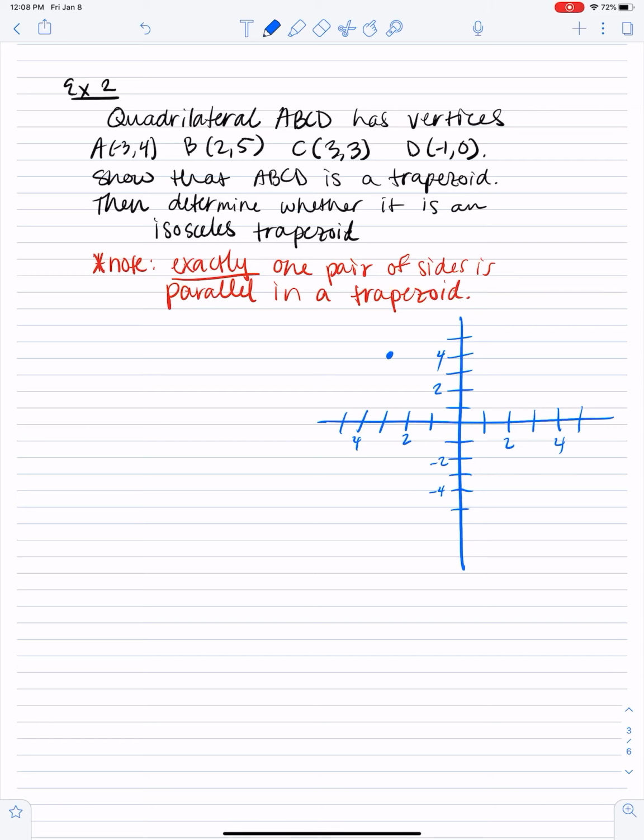-3, 4, 2, 5 is up here, 3, 3, and -1, 0. Okay.